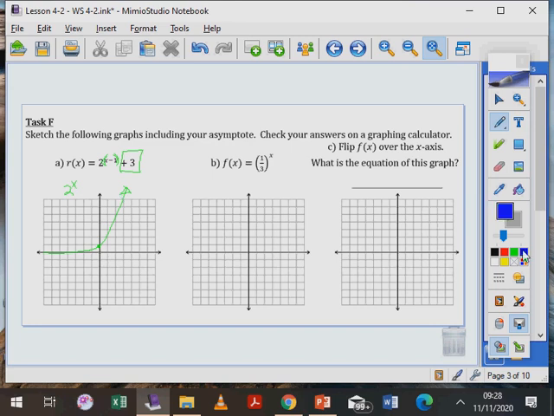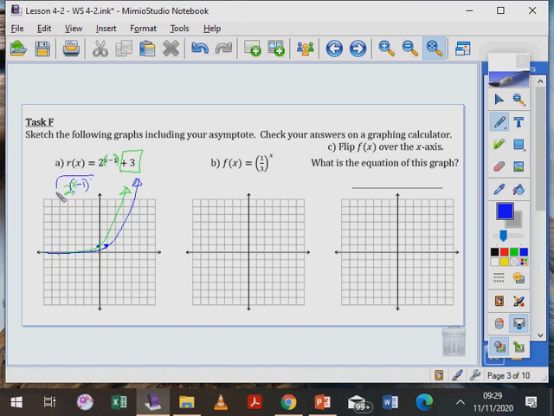But for the new graph, if the x had a negative 1 next to it, if it was just 2 to the x minus 1, instead of cutting the y-axis at this point 1, it will instead cut the line x equals 1, because it's going to be moved 1 unit over. It will cut this line x equals 1 at this point. So that new graph is going to be cutting through that point, because it's moved 1 unit to the right. The negative means it's moved 1 unit to the right. If it was positive, it would have been 1 unit to the left.